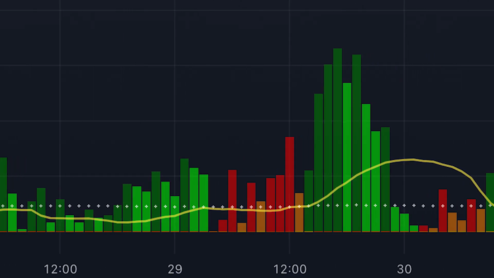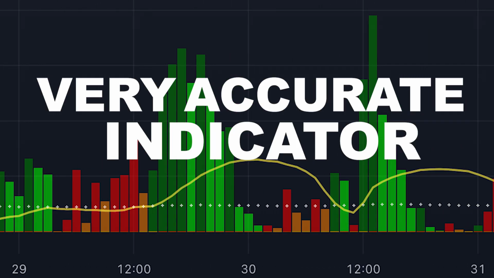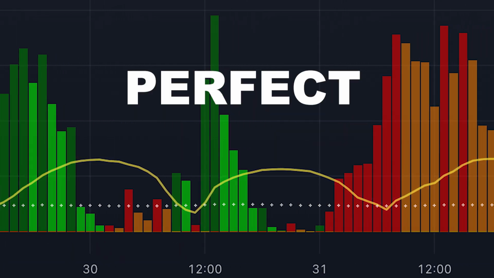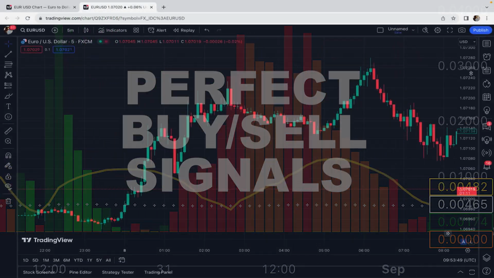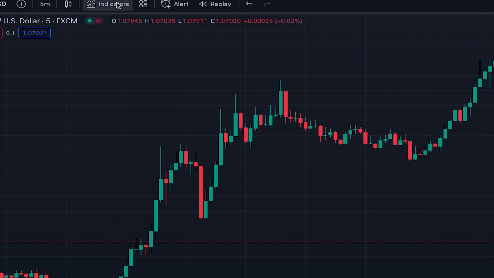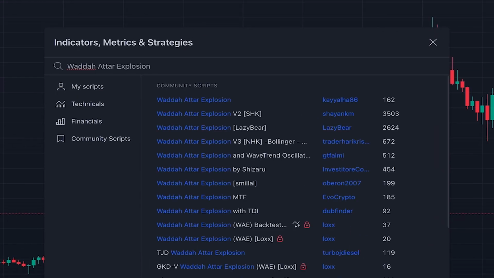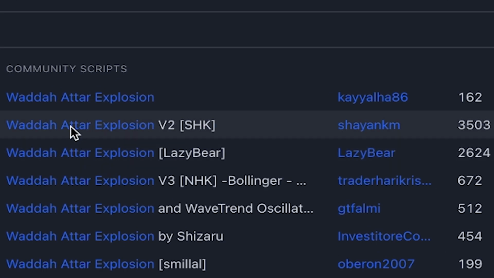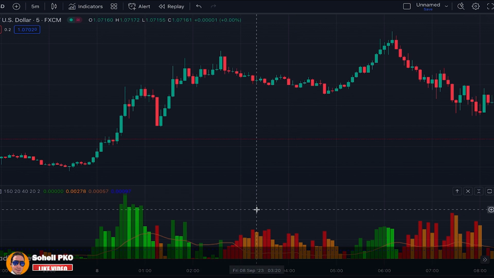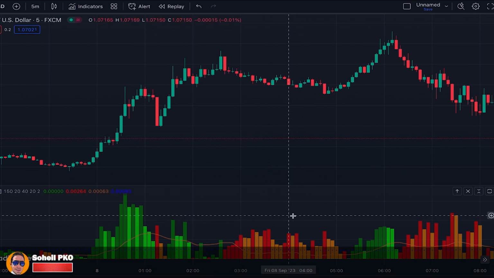In today's video, I want to introduce a very accurate indicator on TradingView that generates perfect buy-sell signals. To add this amazing indicator to our chart, we click on indicators and search Water Otter Explosion. This one, Water Otter Explosion version 2, is written by someone named Cheyenne KM.